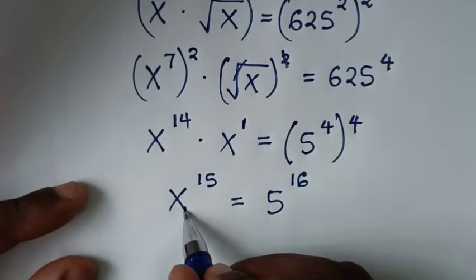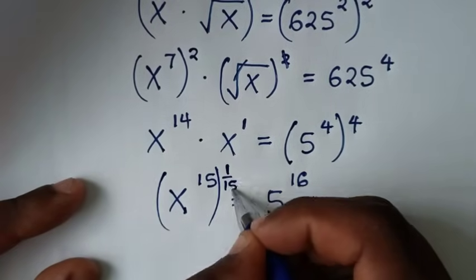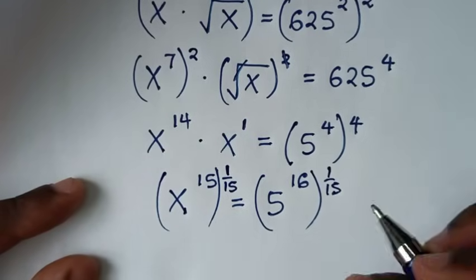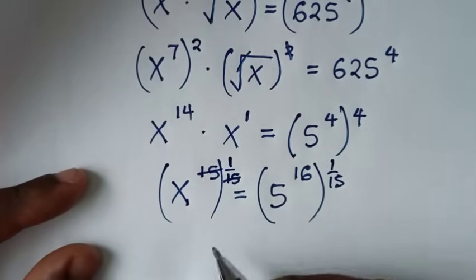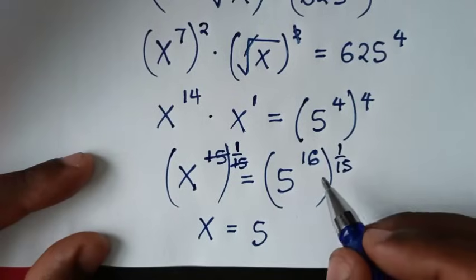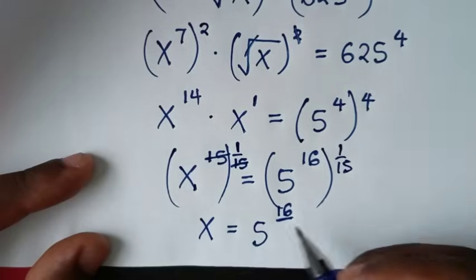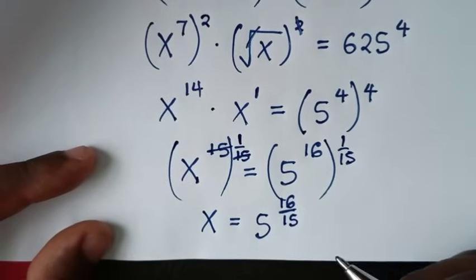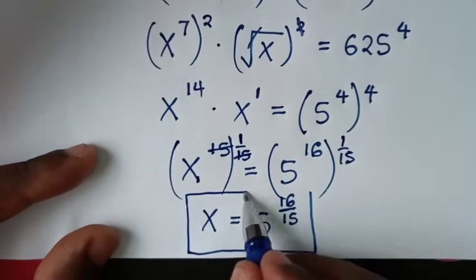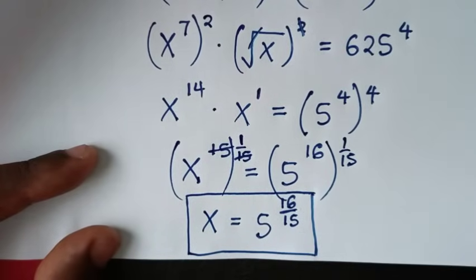Now to find the value of x, we'll multiply by power of 1 over 15 on both sides. So this and this will cancel, then it will be x is equal to 5 power of 16 times 1 over 15, which is power of 16 over 15. So this is the final answer for the value of x in this our problem: 5 power of 16 over 15.